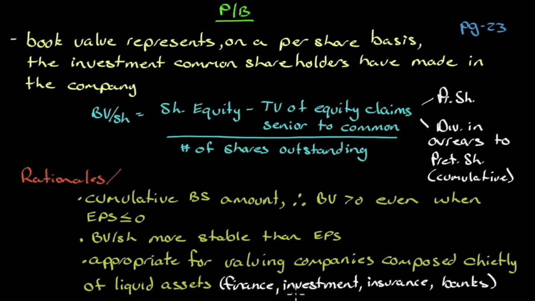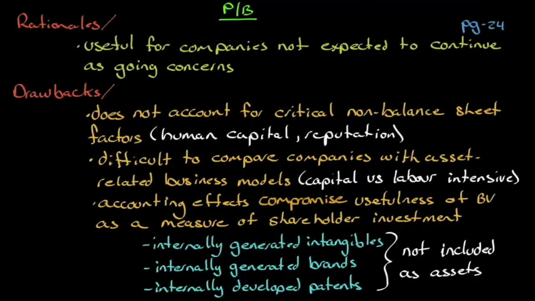But finance companies, investment companies, insurance, banks, etc., where the majority of their assets are liquid financial assets as opposed to non-financial, like a manufacturing firm like a GM or a Ford, where the majority of their assets are non-financial. And that comes down to how they're reported on the balance sheet. And how they're reported on the balance sheet tells us what our book value will be.